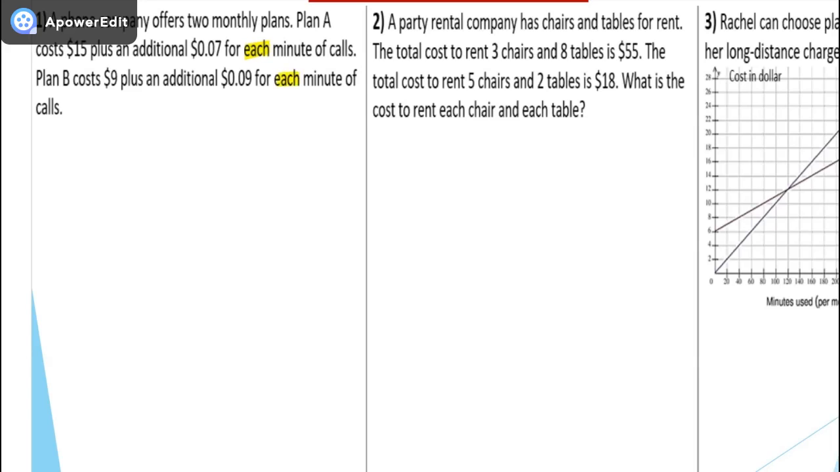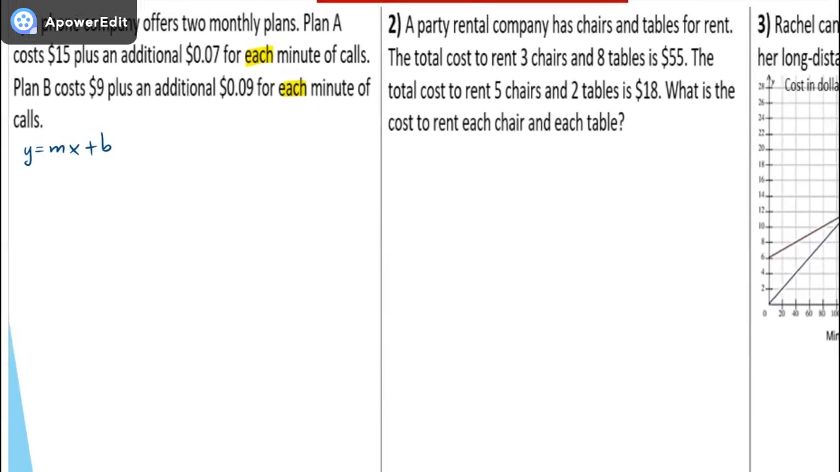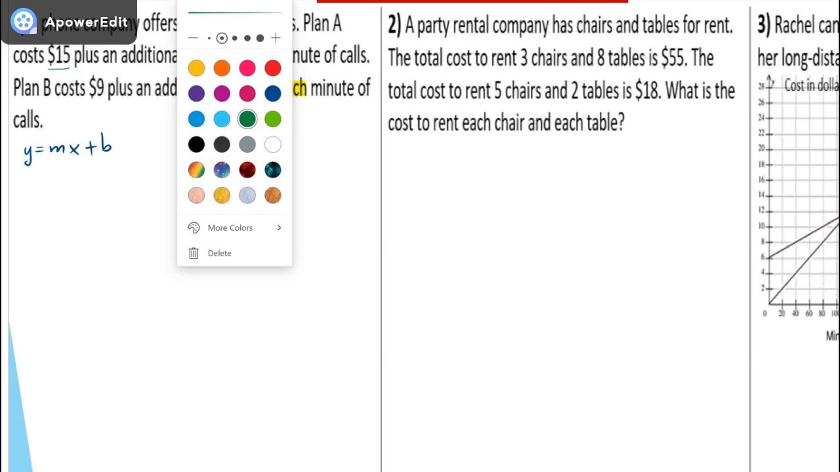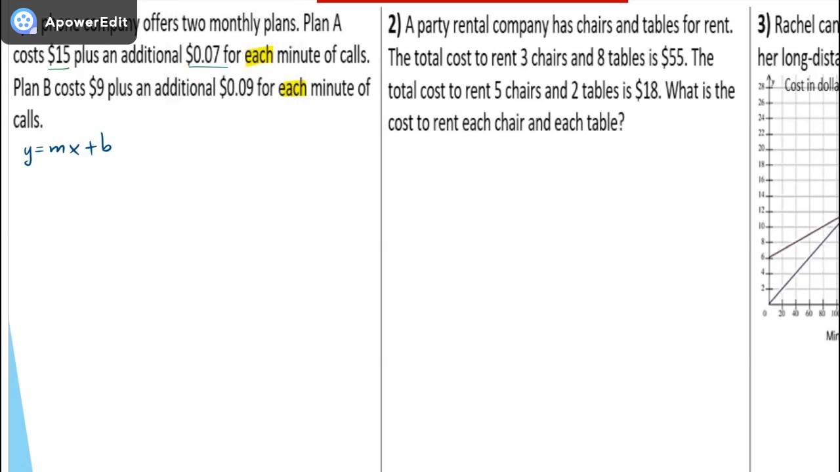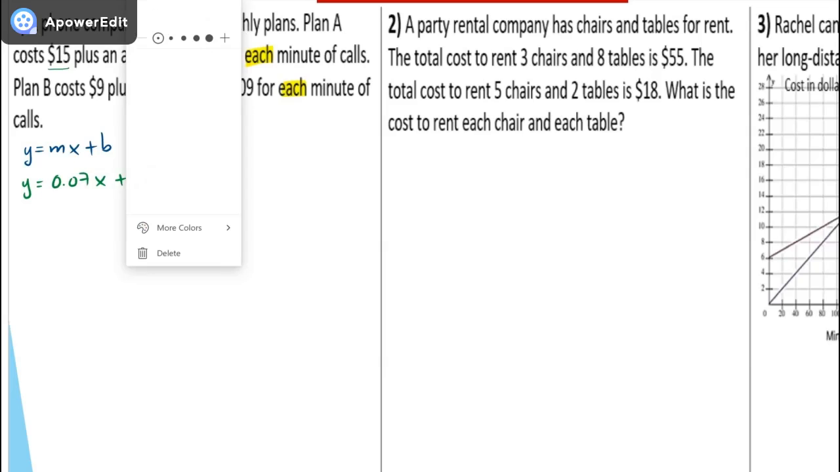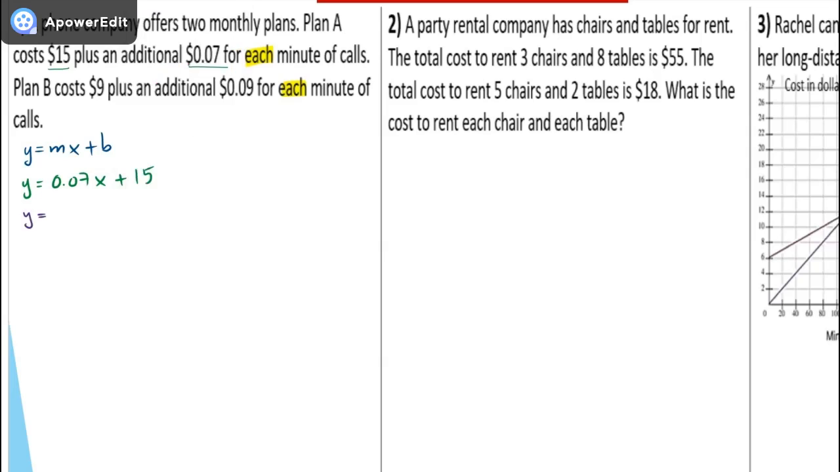So, because of the term each minute, that will remind me of the slope-intercept form, y equal to mx plus b, right? So the first plan, plan A, says that it costs $15 plus additional 7 cents for each minute. So that will give us y equal to 0.07x plus the beginning fee is $15. Plan B is y equal to the fee for each minute is 9 cents, so that will be 0.09x plus initial fee is $9.